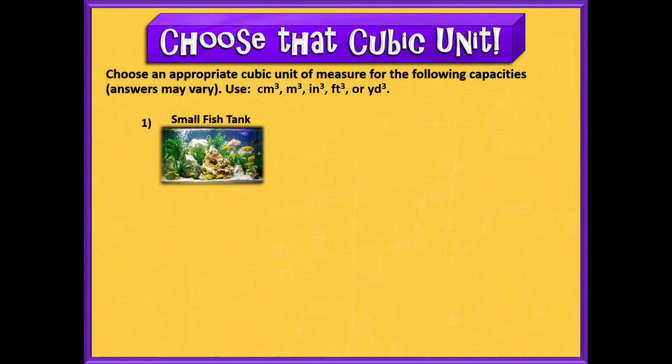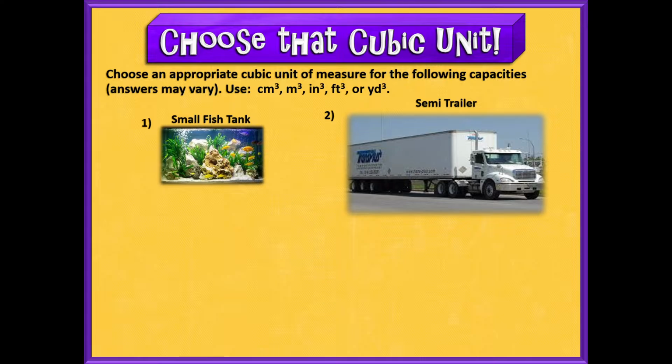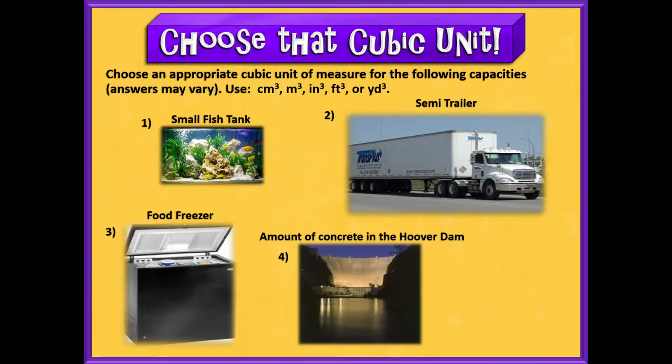So to start our lesson off, we are going to look at different items that have a capacity and determine the appropriate cubic unit of measure that we would use to measure the capacity. So the units that we would be measuring capacity with would be centimeters cubed, meters cubed, inches cubed, feet cubed, or yards cubed. So looking at our first item, a small fish tank, which unit of measure would be best to measure the capacity of a small fish tank?